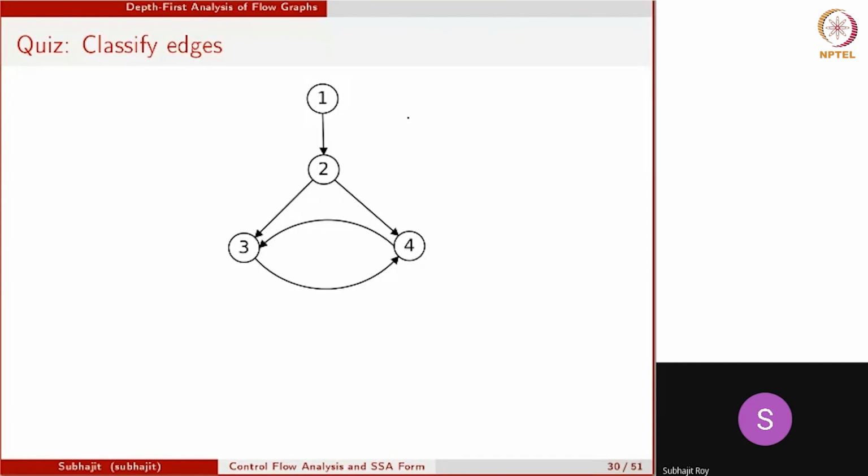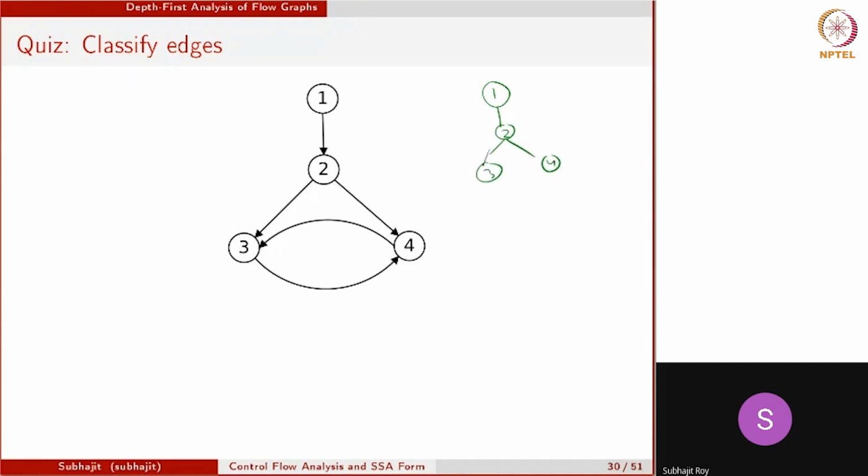So if you have this sort of a graph, just to get deeper and try to understand everything, can you identify the back edges in this? There is no back edge. Excellent. Absolutely, there is no back edge. Because what is the dominance tree? The dominator tree is 1, 2, 2, 2, 3, 2, 4.